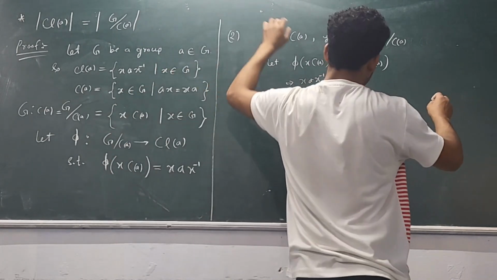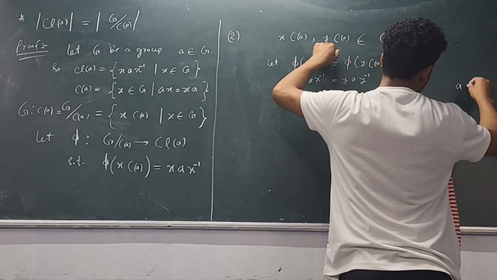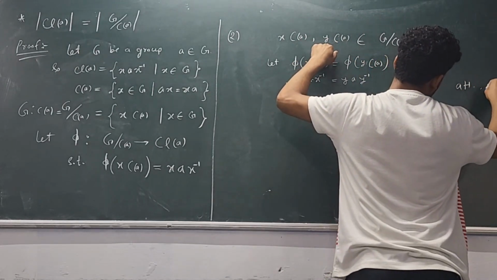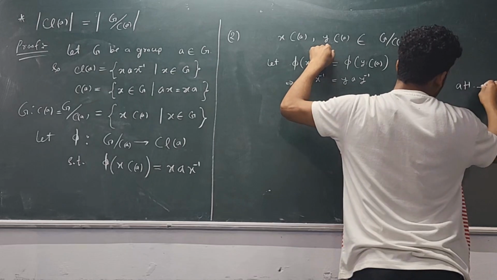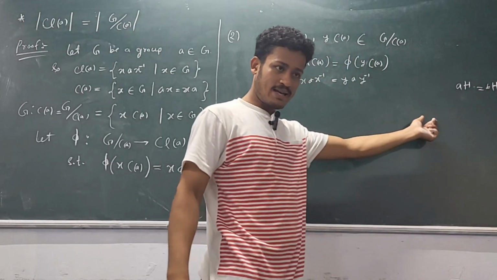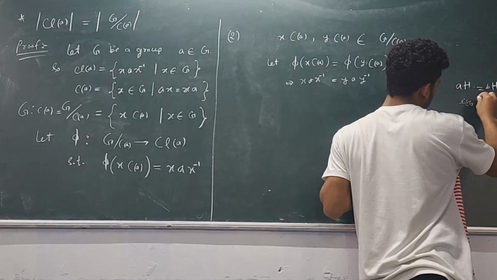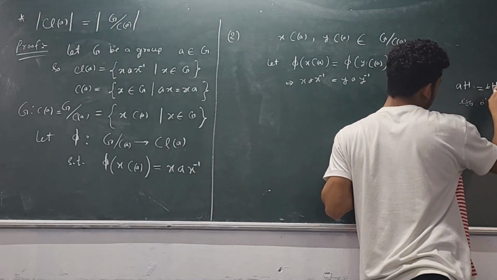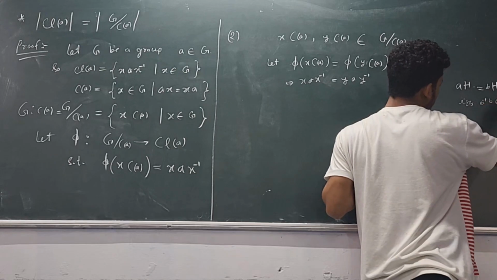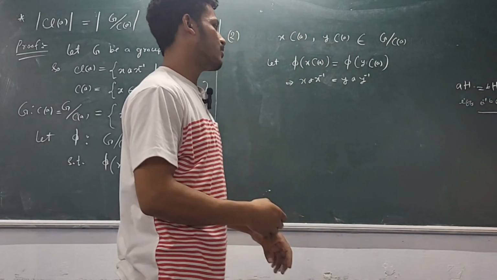Now that means we are going to show that these two are equal. When any two cosets aH and bH are equal, aH is equal to bH if and only if a inverse b belongs to H. We are going to show a inverse b belongs to H.